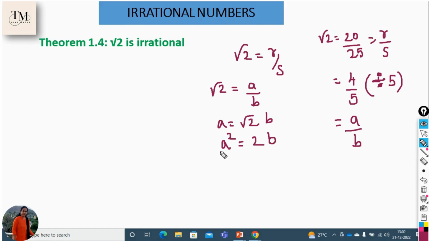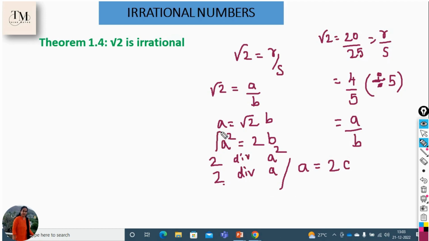So a square is nothing but a product of 2, that is, multiplied by 2. So we can say that 2 divides a square. We already proved that if p divides a square, then p divides a. So by theorem 1.3, we can say that 2 divides a. Okay. So if 2 divides a, then a will be a multiple of 2. So we can write that a is equal to 2c, where c is some integer.